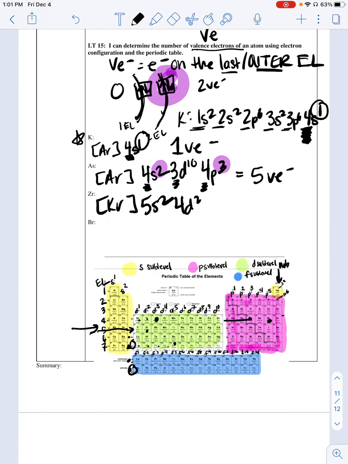Again, you're looking for the highest energy level. So my choices are 5 or 4. Well, 5 is my highest energy level, and there are 2 electrons on there. So this one has 2 valence electrons.